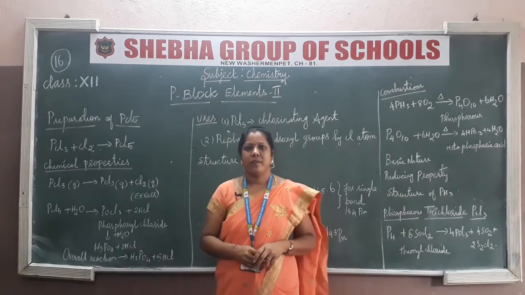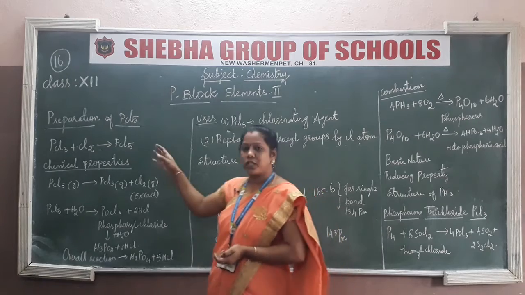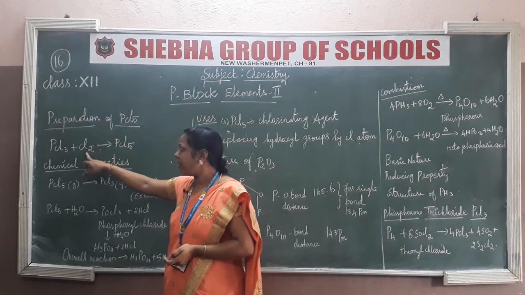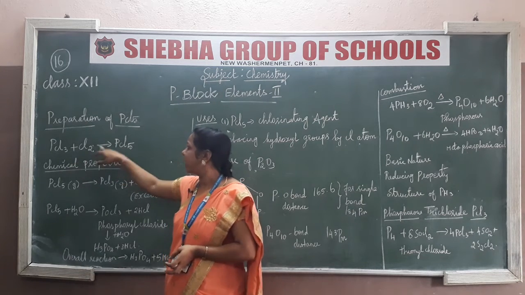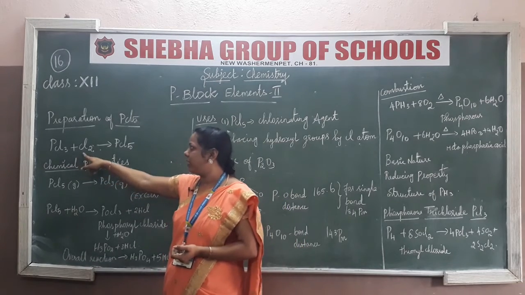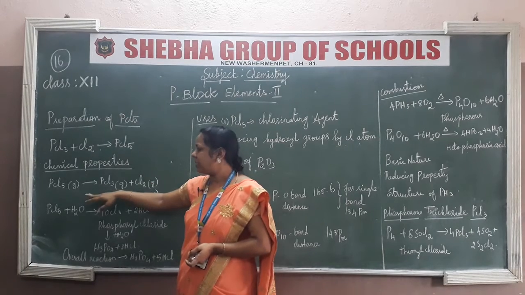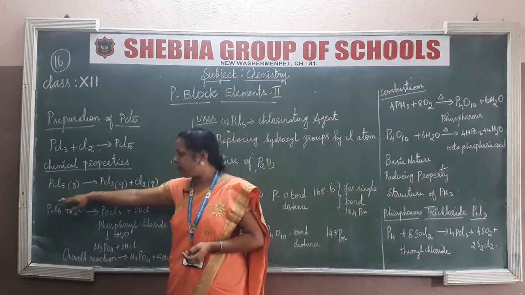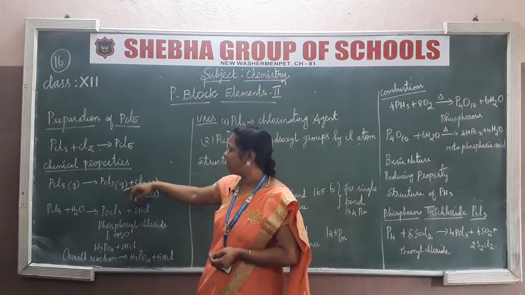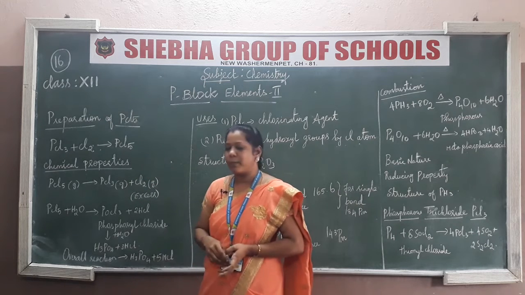This is the preparation of PCl5, that is phosphorus pentachloride. Phosphorus trichloride reacts with chlorine, and we can get phosphorus pentachloride. That is PCl3 reacts with Cl2, we can get PCl5. And this is the chemical properties. In the chemical properties of PCl5 in gaseous state, we can get PCl3 and Cl2. That is a reversible reaction. You have to notice that it is a reversible reaction.